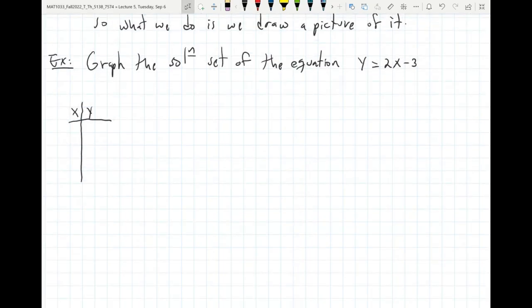Okay. So because here we already have y equals something, I will just pick values for x, and then we're going to be figuring out the y's. Okay. All right. So let's see.